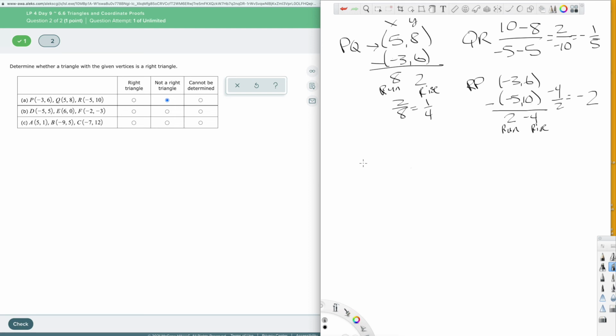So we're going to do the same thing for DE. All right, so we have DE, so we have 6, 0, and negative 5, 5. Let's subtract straight down, so we have 0 minus 5, that's negative 5. 6 minus negative 5, remember that turns into a plus, so we end up with 11. So then we end up with negative 5 over 11. Can't really reduce that, so we're just going to leave it alone.